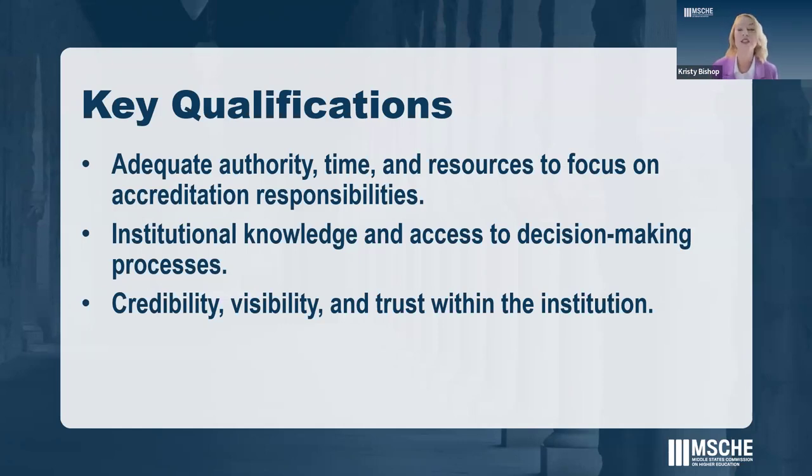So many different positions can be an ALO. It doesn't necessarily have to be a certain position. What I have seen with ALOs is they might be in institutional research, they might be the vice president of academic affairs, they could be in charge of strategy, they could be a faculty member, a dean, an associate dean. The position isn't as important. I've seen many different positions be very successful in this. Making sure that they have the adequate authority, time, and resources is the most important.